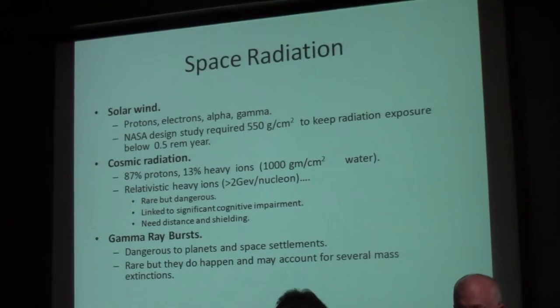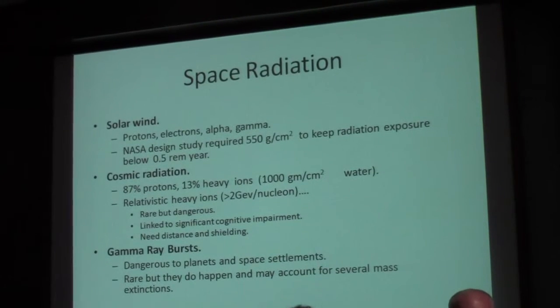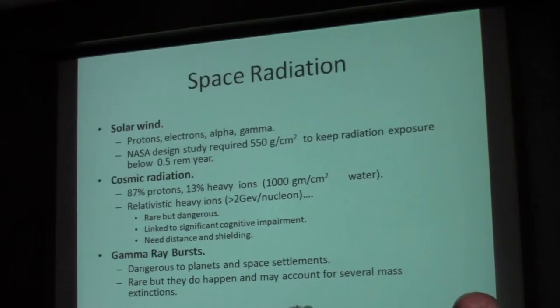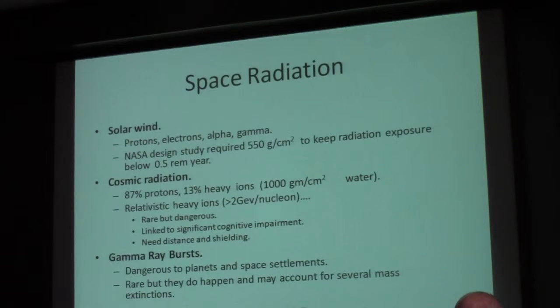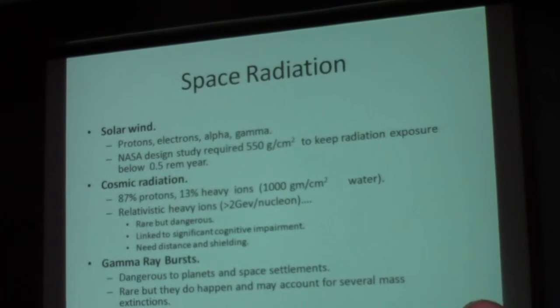And of course we have gamma ray bursts. We think those account for one or two of the mass extinctions that have occurred here on Earth, and they may account for the Fermi paradox solution. Those things are pretty dangerous. Again, you need a lot of mass to protect yourself from a gamma ray burst, and if it's big enough and close enough, even that probably won't do.